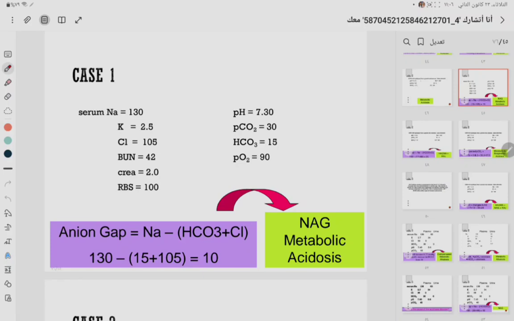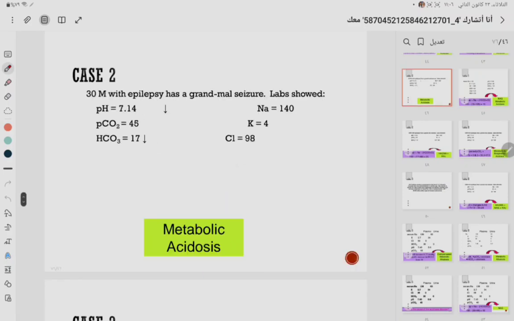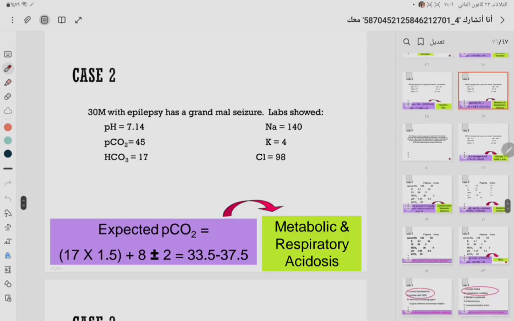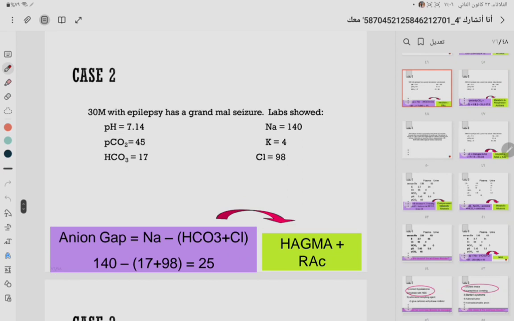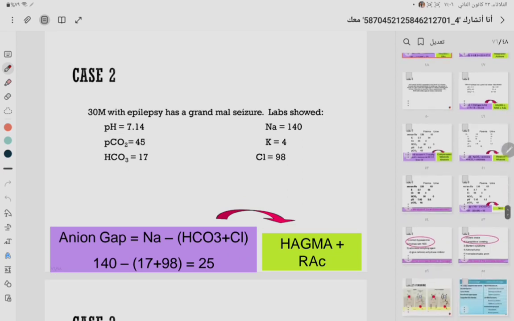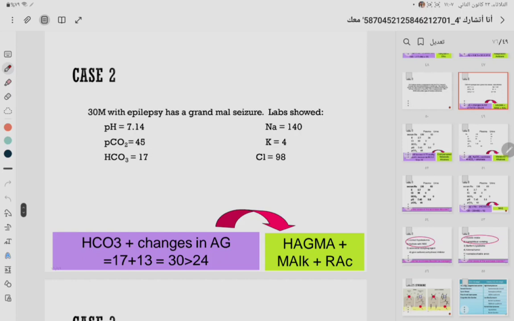Okay, next. Case 2: a 30-year-old male with epilepsy, a grand mal seizure, who comes in with severe acidosis. Bicarb is 17, so metabolic acidosis. Next, we'll see the expected CO2, 35 to 37, but the CO2 is high, so it's combined metabolic and respiratory acidosis, as you can see. Next, we measure the anion gap, which is 25, a wide anion gap. So it's a widened gap plus respiratory acidosis.